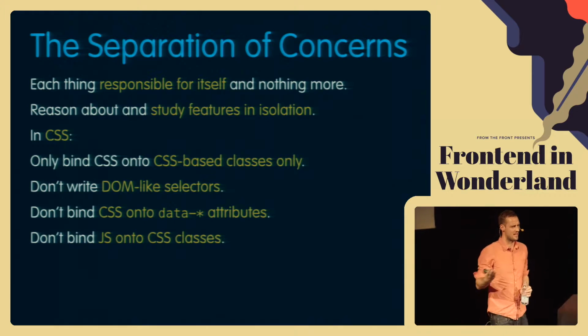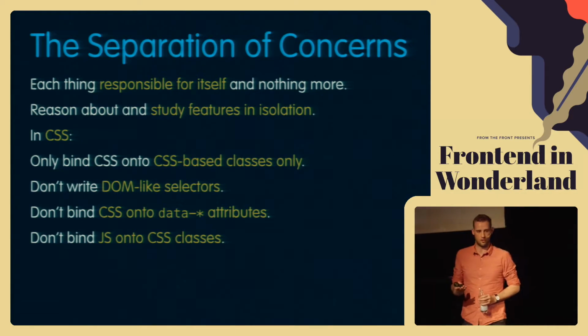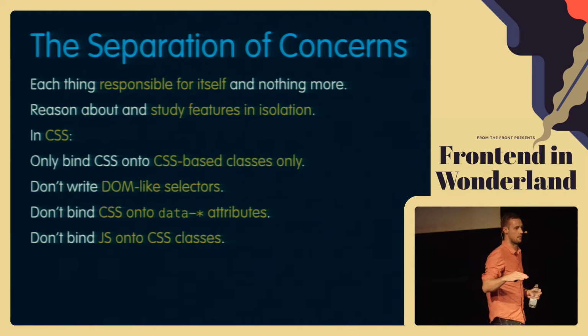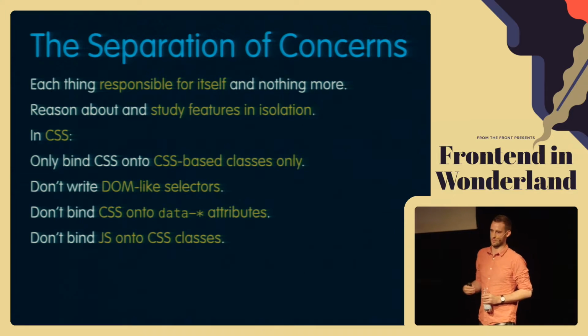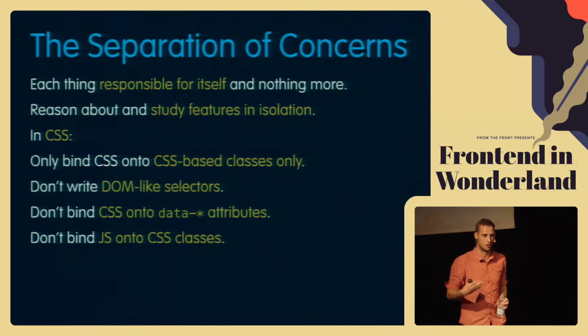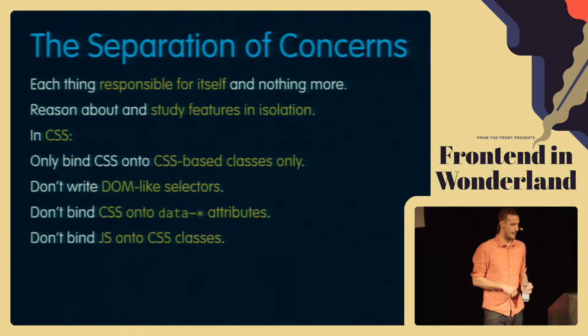Don't bind CSS into data attributes, and don't bind JavaScript onto data attributes. A data attribute in the DOM, it's your data layer. Right? This is where you store data. If you change your data layer to not use data attributes, you risk breaking your styling and your behavior at the same time. That's a violation of the separation of concerns.